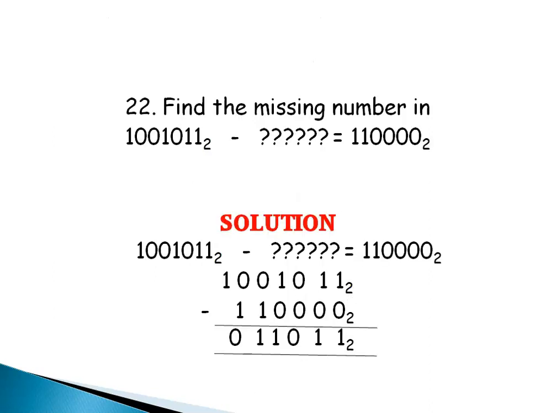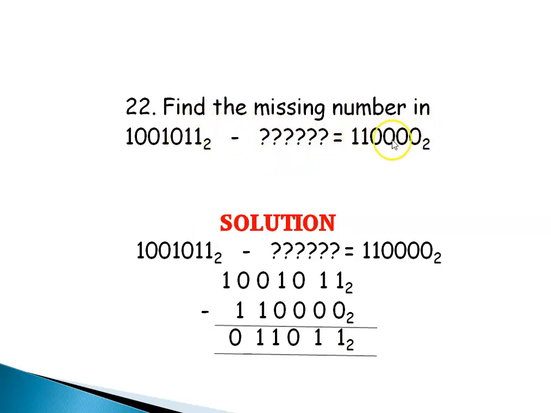Alright. The next question. Find the missing number in 1001011 base 2 minus question mark. We don't know this number. Is equals to 110000 base 2. So they want us to find which number is it. Which number will I subtract from this that will give me this answer?